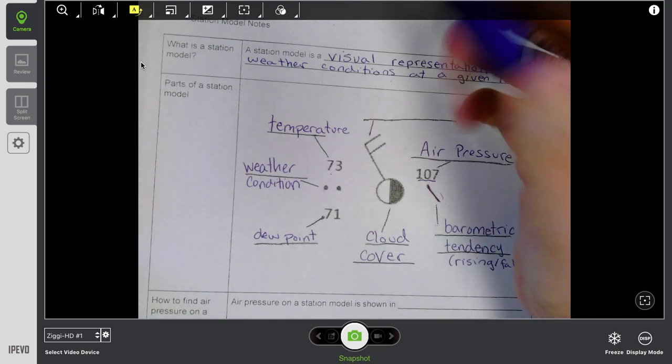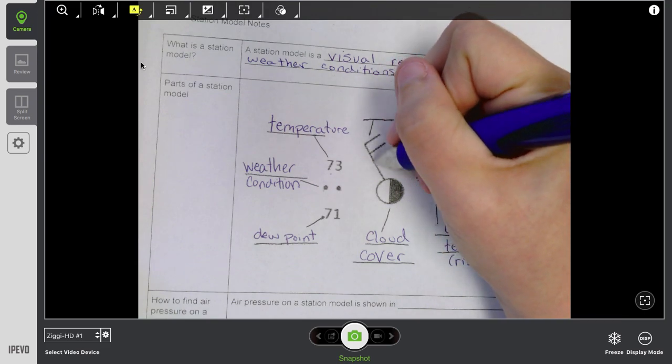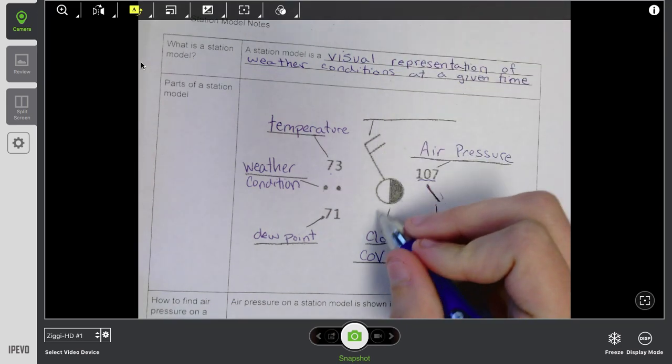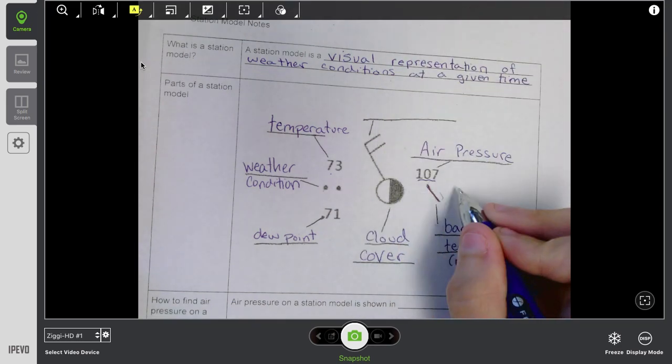And last but not least, from this station model, you'll have a line. Sometimes the line will be coming from this way. It might be coming from that way, or this way, or that way.